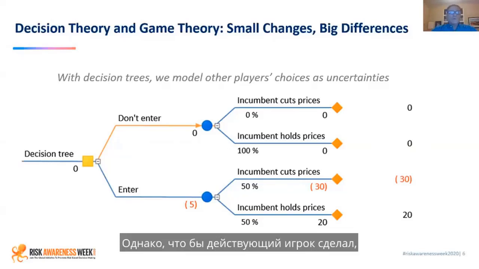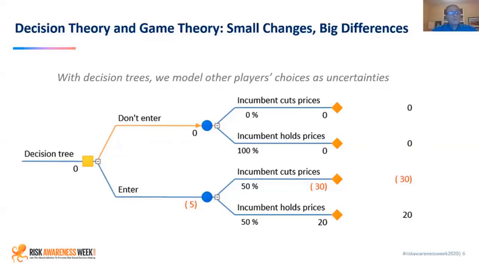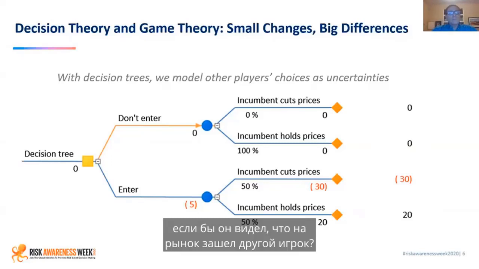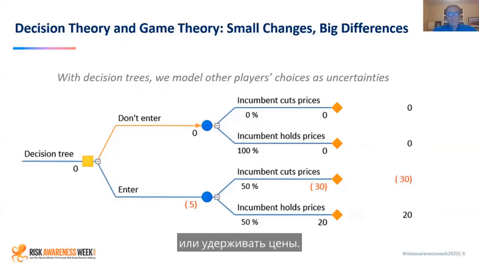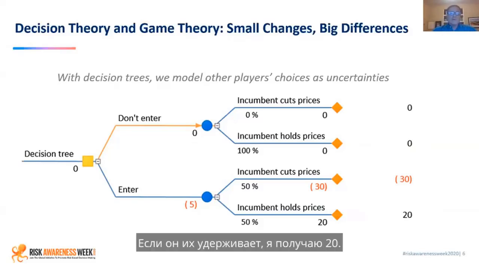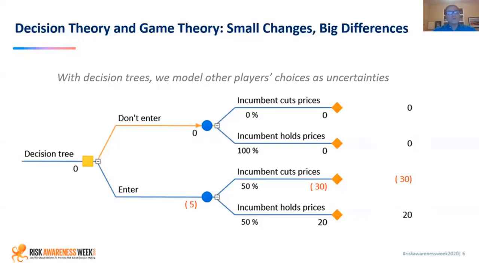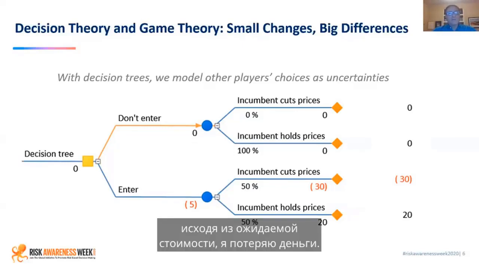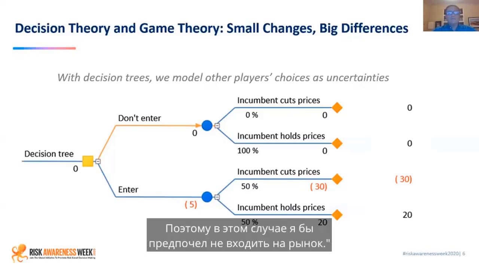However, what would the incumbent do if he saw entry by the other player? Well, here you assign some probability, and in this case we've just assigned a 50-50 probability, a coin flip, to whether they would cut or hold prices. And the entrant looks at this and says, okay, if the incumbent cuts prices, I lose 30. If the incumbent holds prices, I make 20. And since it's a 50-50 probability, on an expected value basis I would lose money. So I would choose to not enter in this case.